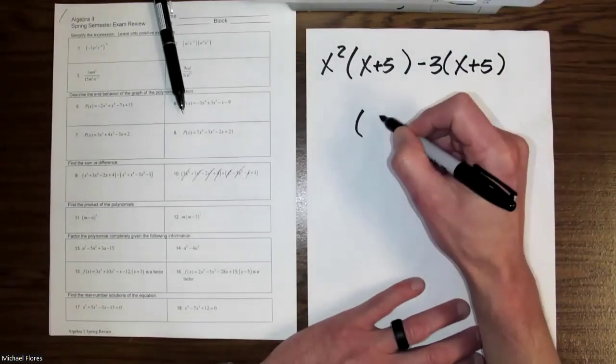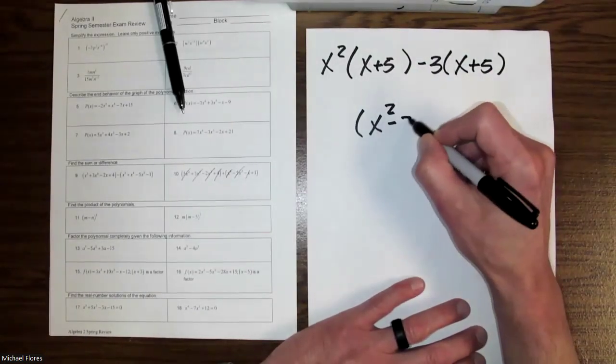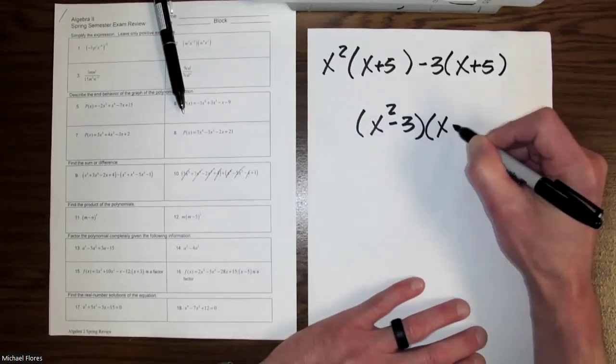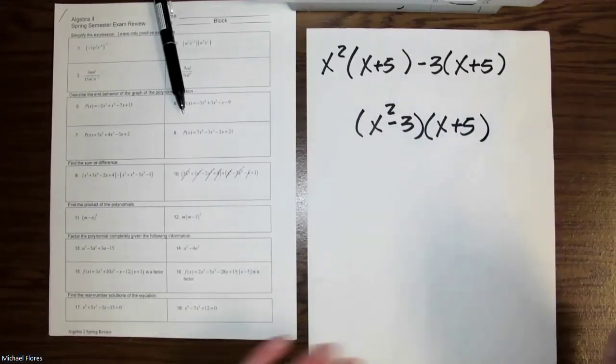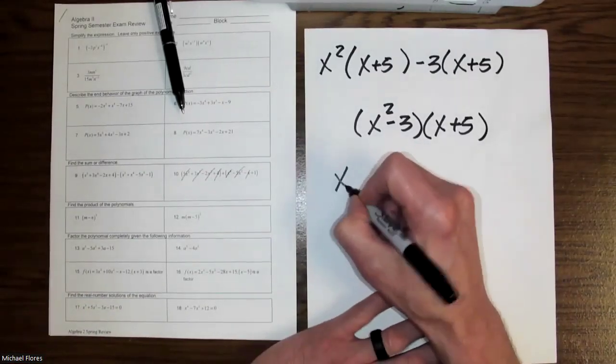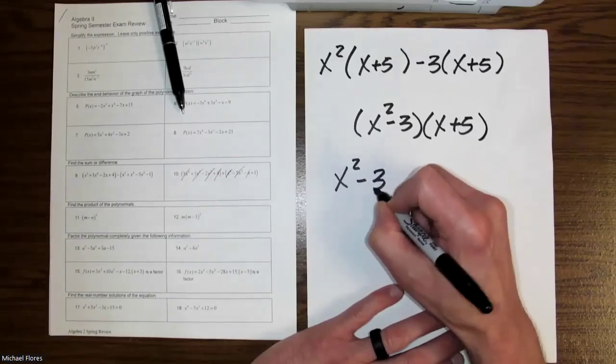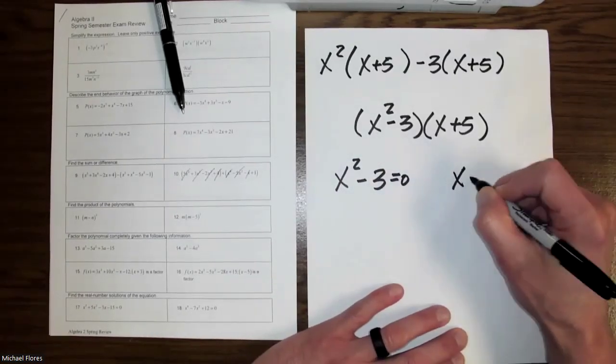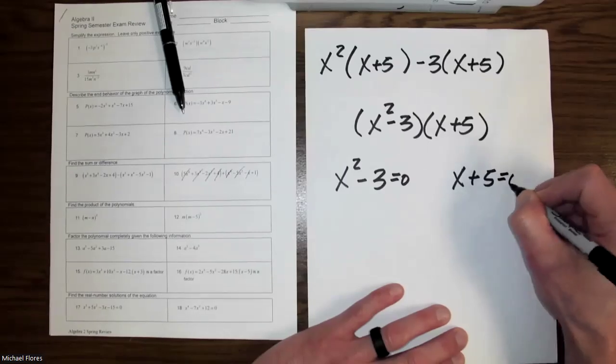Okay, so our factors are x squared minus 3 and x plus 5. What it wants us to do is to find the real number solutions of the equation. So we're not done yet. We have to take each of these factors, set them equal to 0, and solve.